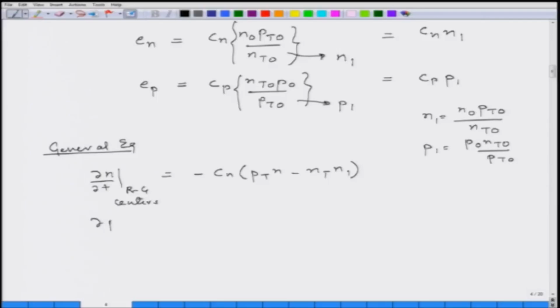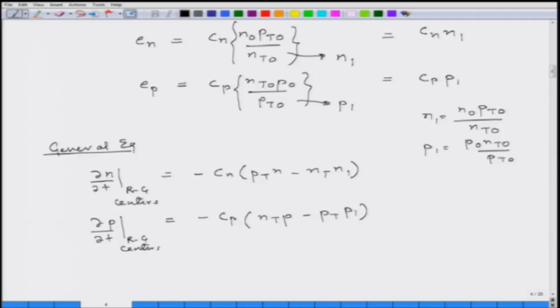And similarly, this is also for RG centers, will be written as C_p n_T minus p_T p_1. Now, this expression, let us discuss a little bit more about what this n_1 and p_1 is.